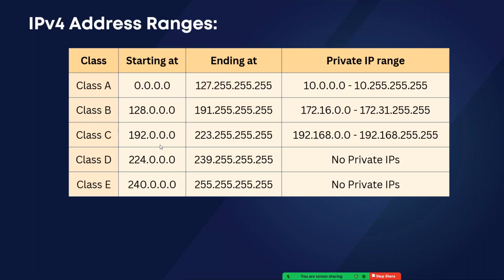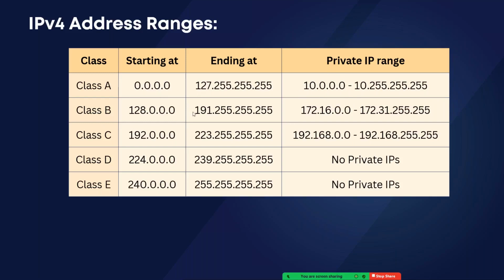Now in each class, again, you have a set of public IPs and a set of private IPs. From 0 to 127, there's a set from 10.0.0.0 to 10.255.255.255. This is the private IP range in class A. Any IP within this range is a private IP. Any IP outside this range by default is a public IP, which is maintained with ISPs.